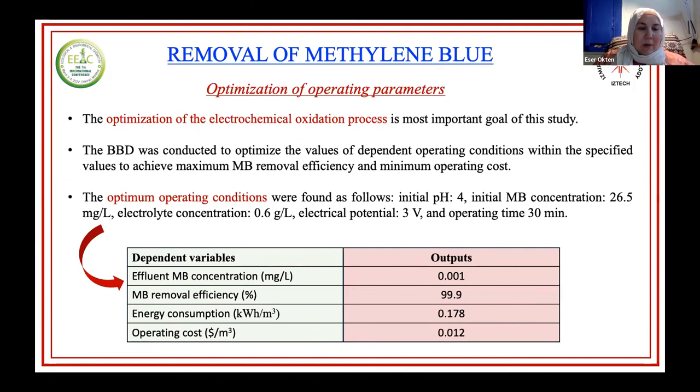What we have found is the optimum operating conditions were found as the initial pH being 4, electrolyte concentration being the maximum that we have used, 0.6 grams per liter, electrical potential being 3 volts, and operating time 30 minutes. And for the initial methylene blue concentration of 26.5 milligrams per liter, we have almost degraded all of it. The methylene blue removal efficiency was 99.9%, and the energy consumption was 0.178 kilowatt hours per cubic meters, and the operating cost for the optimum conditions was found $0.012 per cubic meter, 1.2 cents per cubic meter.